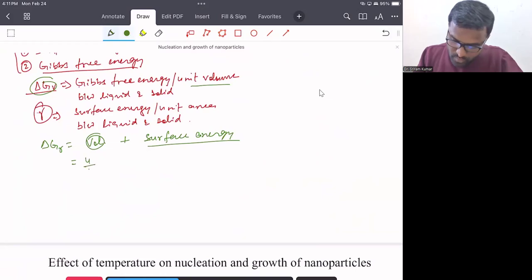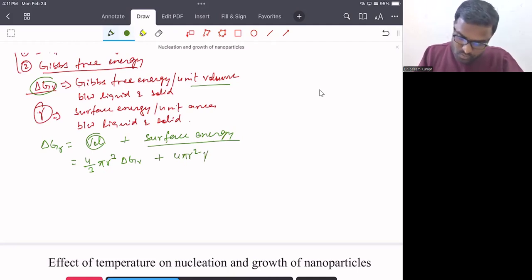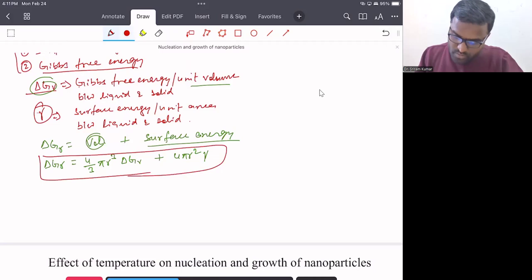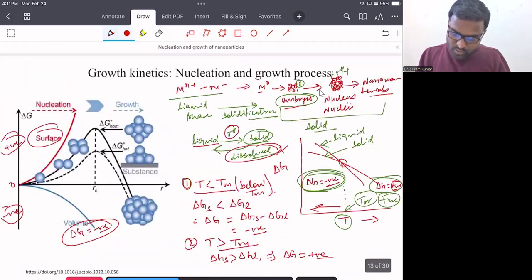We have 4/3 πr³ ΔGv, and for the surface energy, we have 4πr²γ. So this is the total energy, right? This is the total energy that is a contribution from the volume and the surface energy.